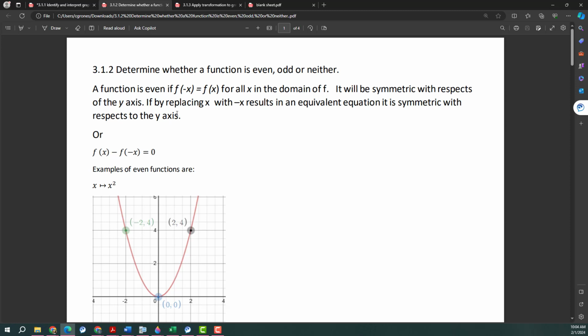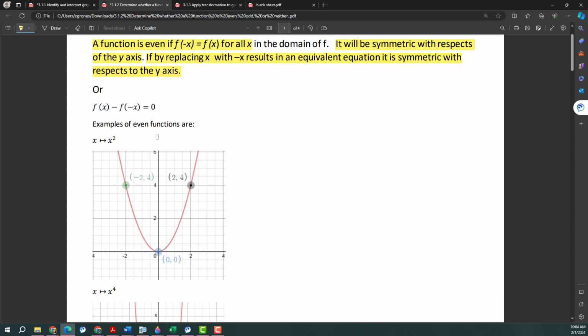For 3.2, it says that we are going to determine whether a function is even, odd, or neither. So it says that a function is even if f of negative x equals f of x for all x in the domain of f. It will be symmetric with respect to the y-axis. If replacing x with negative x results in an equivalent equation, it is symmetric with respect to the y-axis.